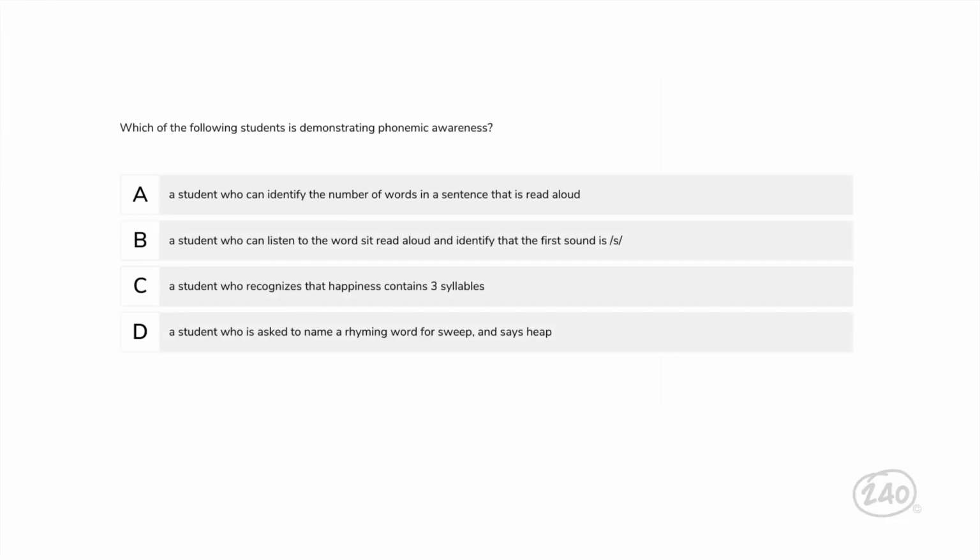Let's start back at the beginning with Domain 1, which is Reading and English Language Arts. Now let's look at a question about language development and emergent literacy. Which of the following students is demonstrating phonemic awareness? A student who can identify the number of words in a sentence that is read aloud, a student who can listen to the word sit read aloud and identify the first sound, a student who recognizes that happiness contains 3 syllables, or a student who is asked to name a rhyming word for sweep and says heap.